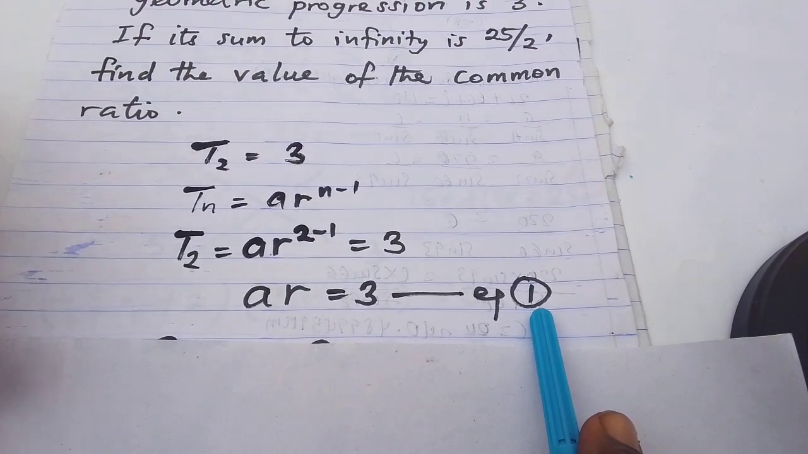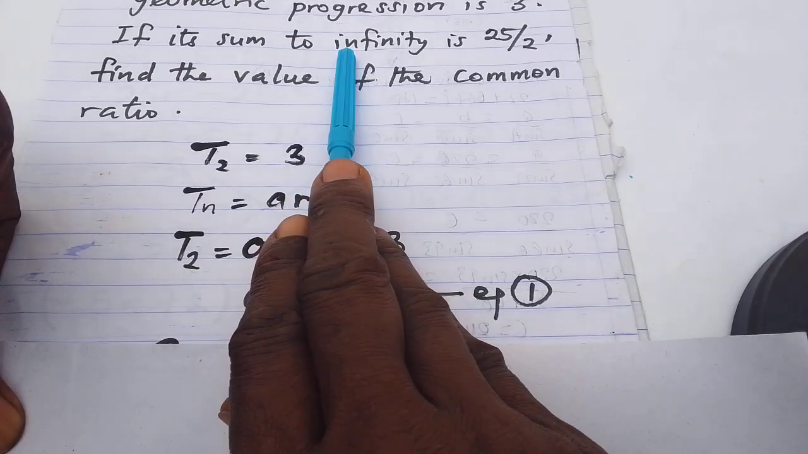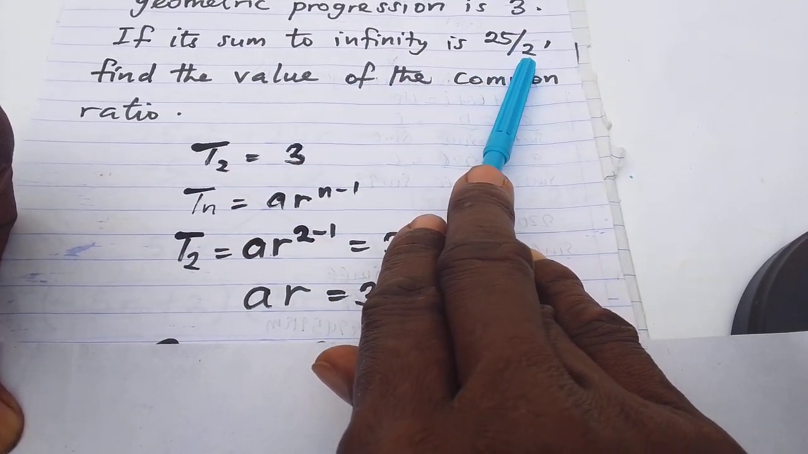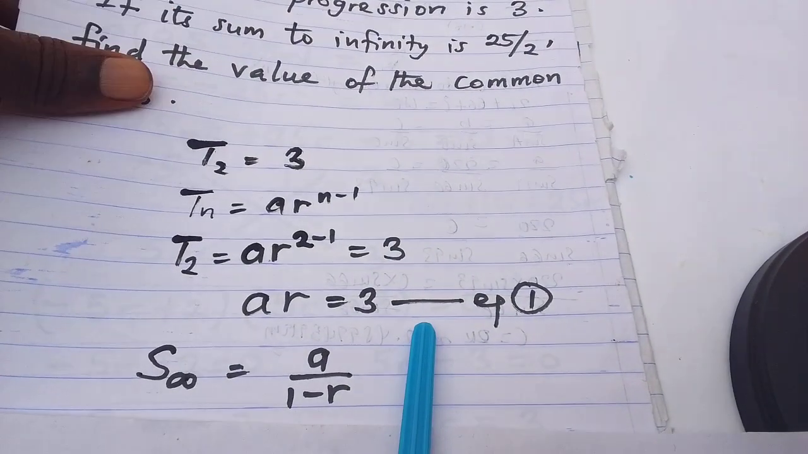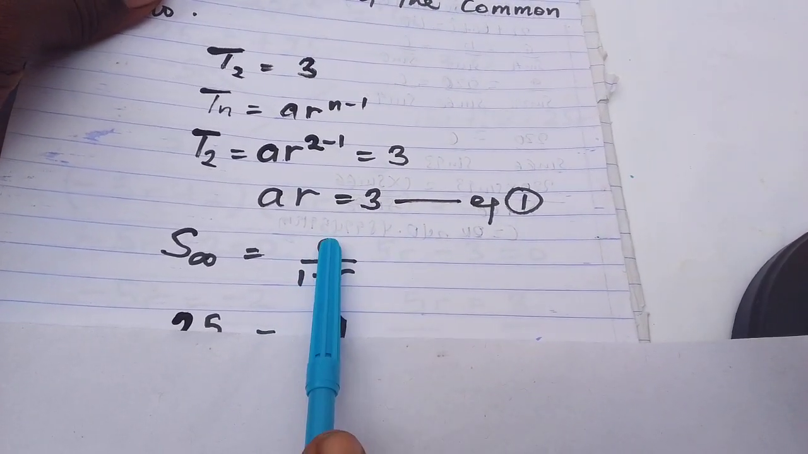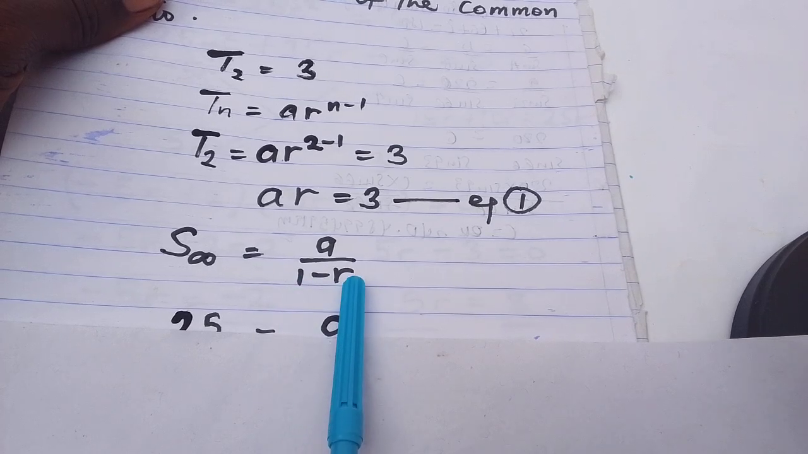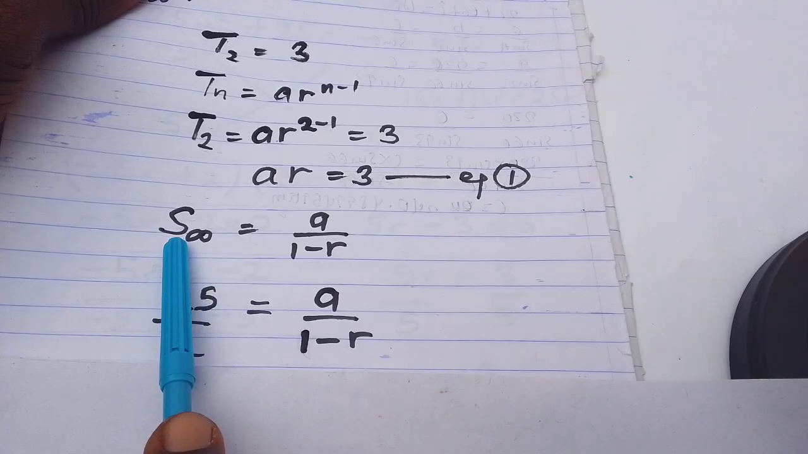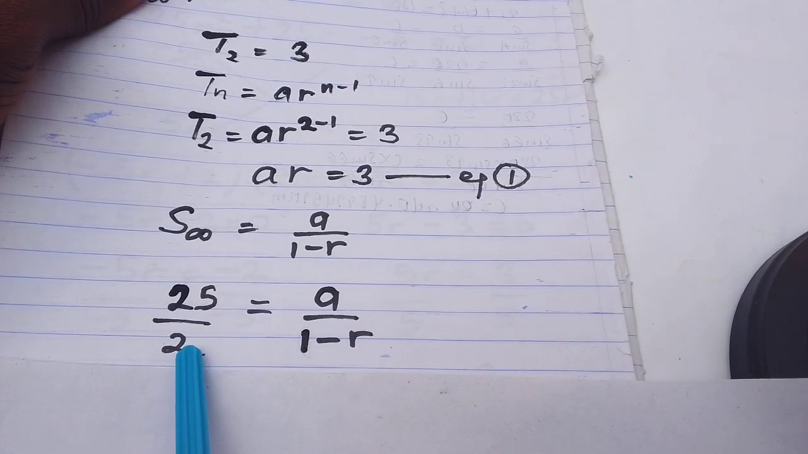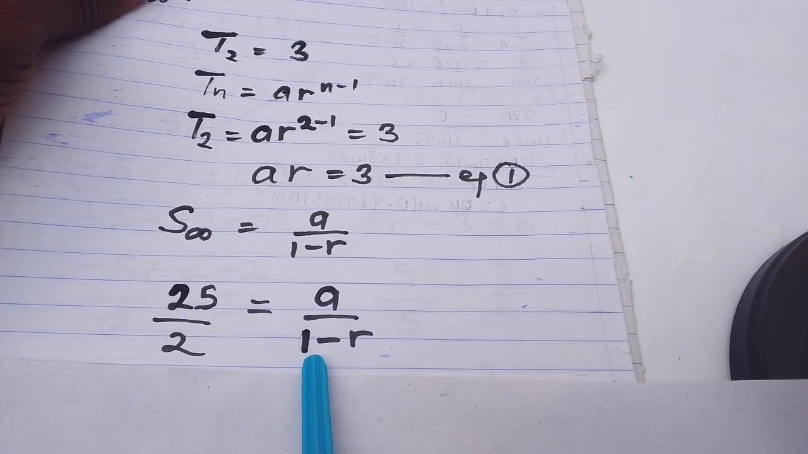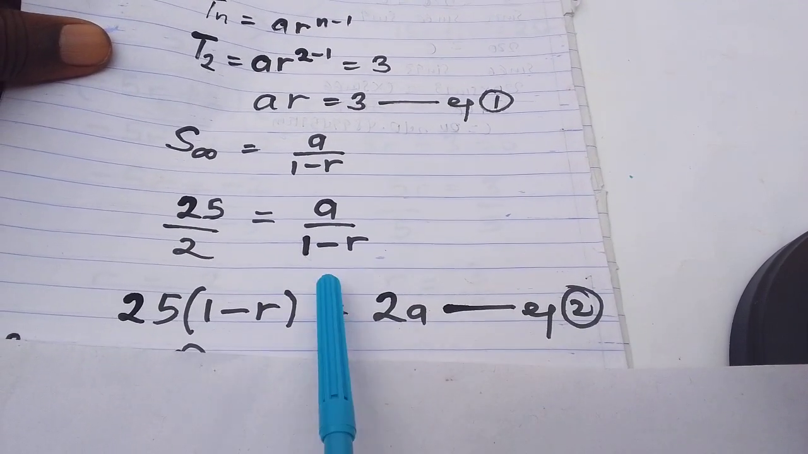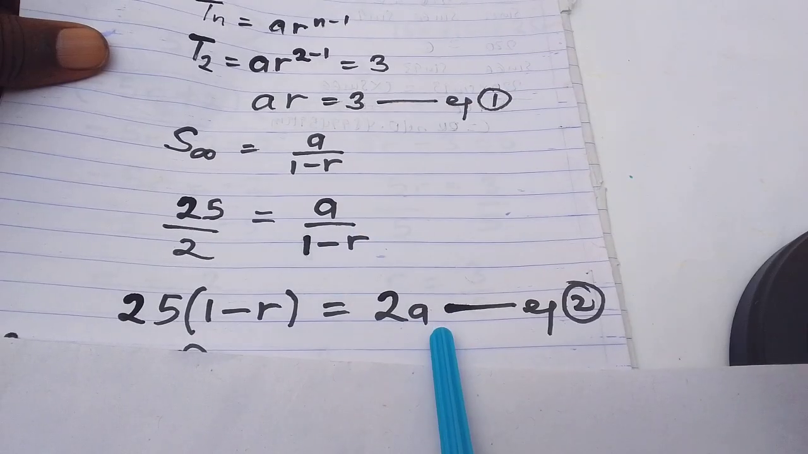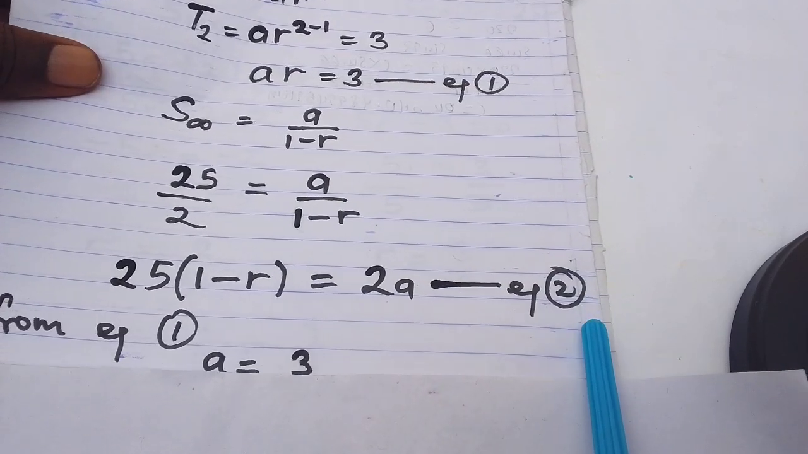And also you are given the value for the sum to infinity, 25 over 2. The formula for the sum to infinity is A over 1 minus R. So 25 over 2 is equal to A over 1 minus R. Let's cross multiply. 25 times 1 minus R is equal to 2 times A, which gives us 2A. This is our equation 2.